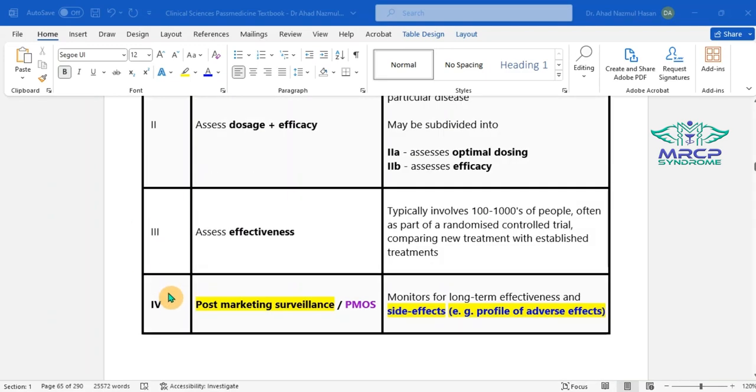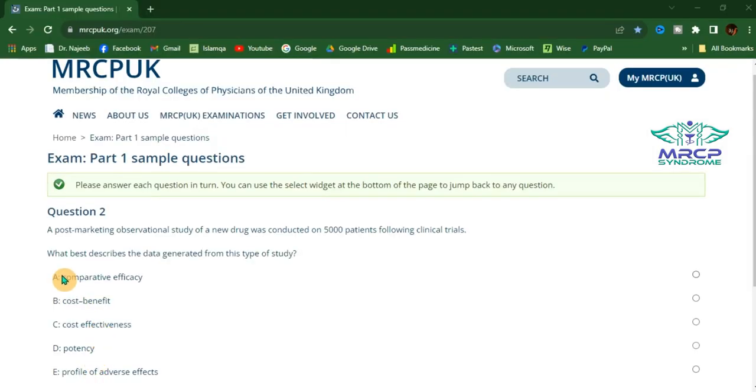Phase 2 and phase 4, these two are usually the most important for the main exam, and you can expect questions from either phase 2 or phase 4. So comparative efficacy, phase 2B. Cost effectiveness, phase 3. So the data generated from the post-marketing observational study will describe the profile of the adverse effects.